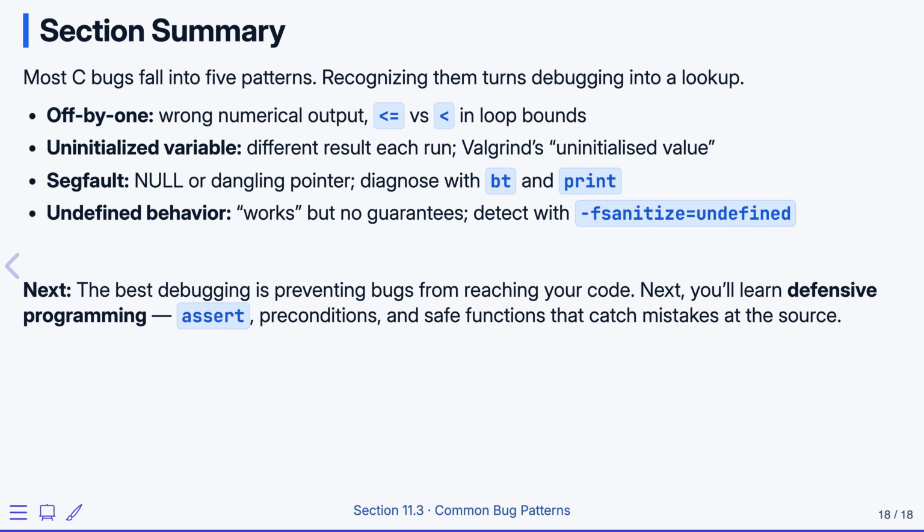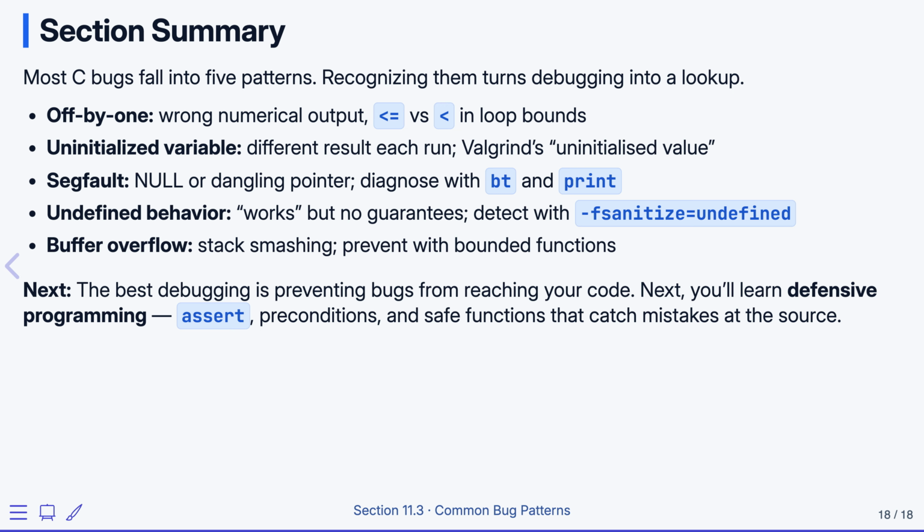Undefined behavior is code that works but has no guarantees, detected with the undefined behavior sanitizer. And buffer overflows show up as stack smashing, prevented with bounded functions. Apply the checklist. Symptom, suspect the pattern, confirm with the right tool. Next, the best debugging strategy is to prevent bugs from ever reaching your code. In the next section, you will learn defensive programming.